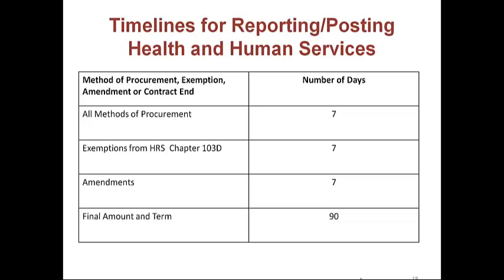Timelines for reporting and posting for Health and Human Services are the same. Similar to goods, services, and construction, for all methods of procurement, it's 7 days. For exemptions and amendments, it's also 7 days. The final amount and term is a little bit longer than it is for goods, services, and construction because there are a large number of federal grants under Health and Human Services, and usually the final amount takes a while to establish, and so it's a little bit longer.